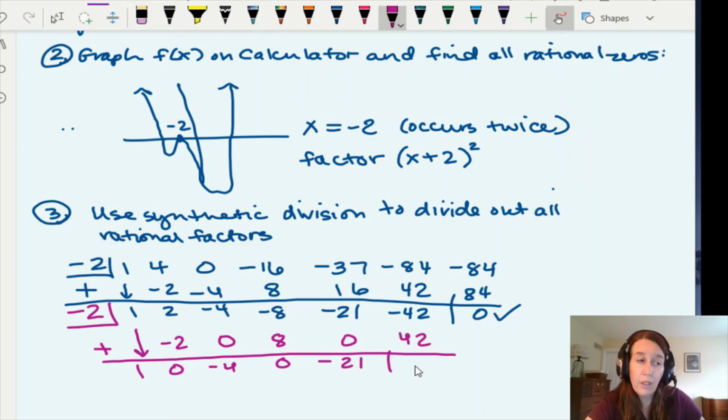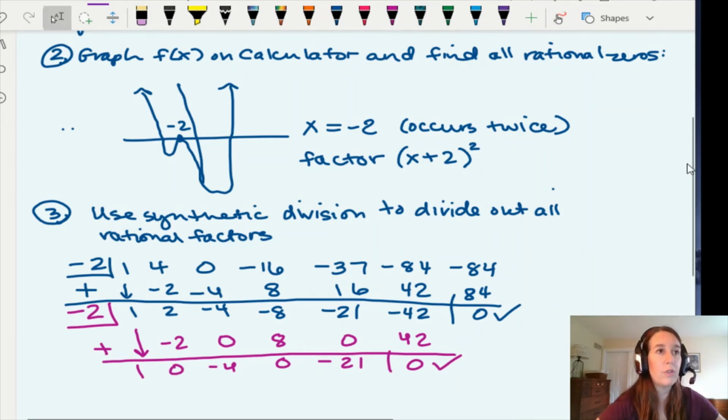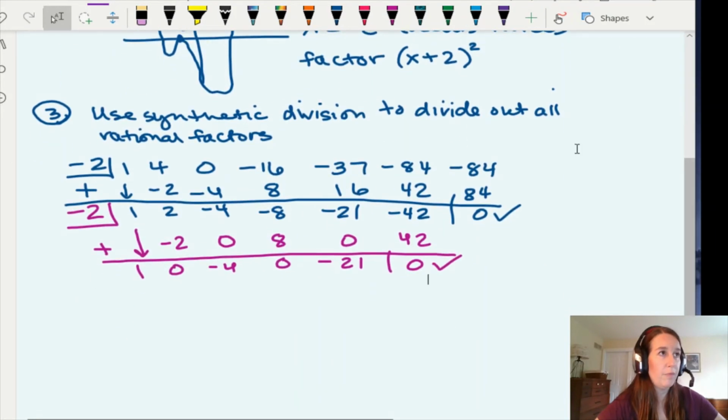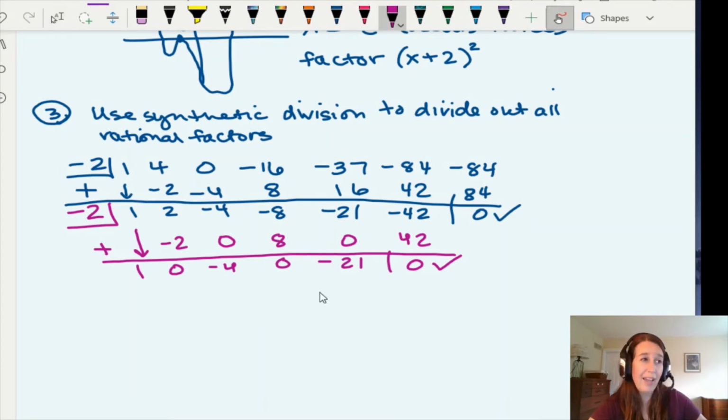And you will, once again, get a remainder of 0. And now your polynomial is even further reduced, bringing good things to us. Okay, so now we need to rewrite the polynomial because we only had the two rational zeros. So we are stuck with this.